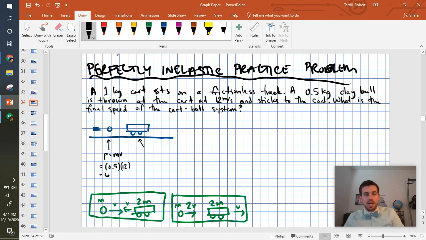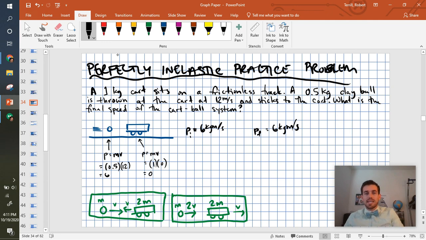Now the cart also has its own initial momentum. Its mass is 1 kilogram. Yeah, 1 kilogram cart. And its velocity is 0. So its initial momentum is 0. So based on that, the total initial momentum, p_i, is equal to 6 kilogram meters per second. That means our final momentum has to also equal 6 kilogram meters per second.